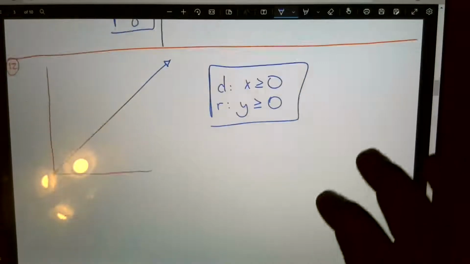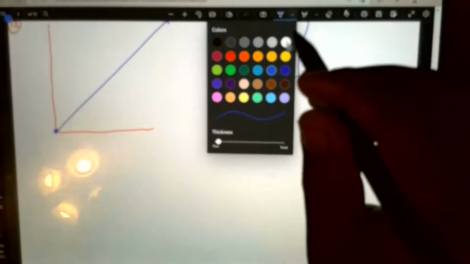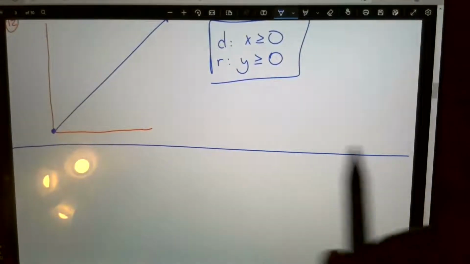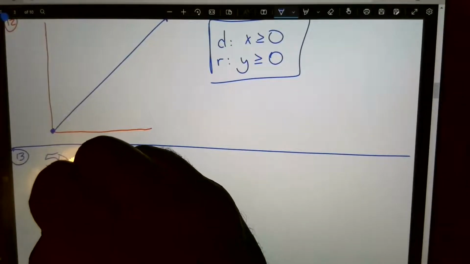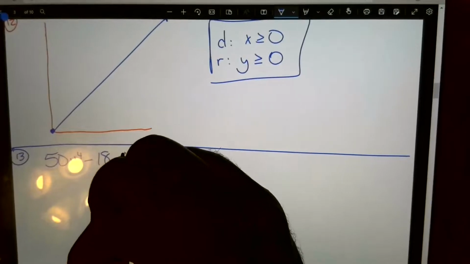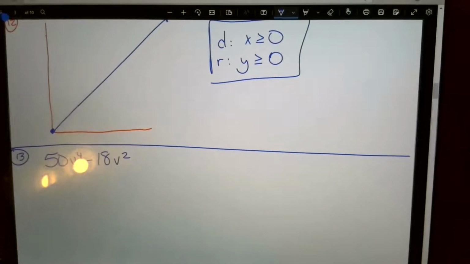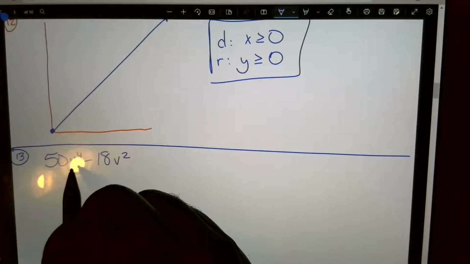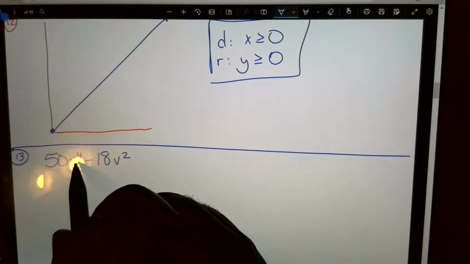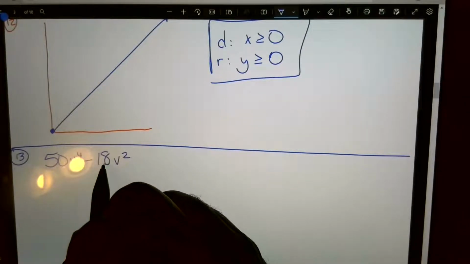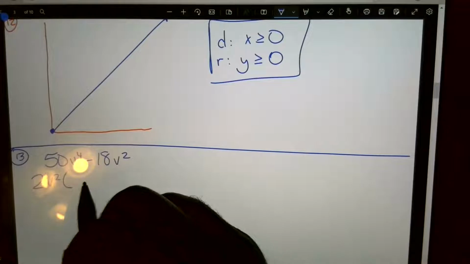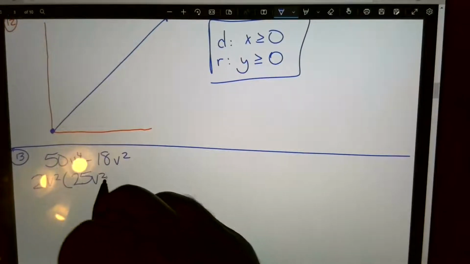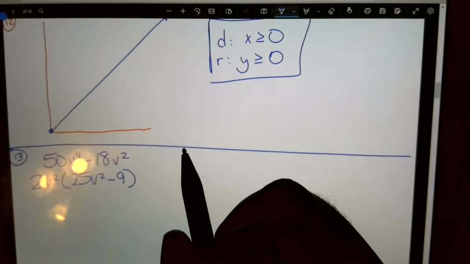All right, another factoring problem. We like those. All right, I have 50v to the 4th minus 18v squared. The first thing you look for when you're factoring is, do all the terms have anything in common? These have a v squared in common because that's v squared, that's v to the fourth. And they also have a 2 in common. Right, so this will be 2v squared, and this is 25v squared minus 9.